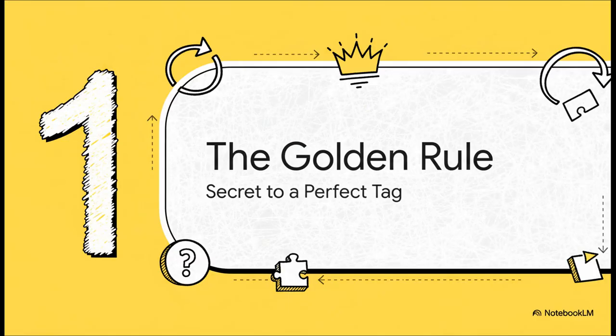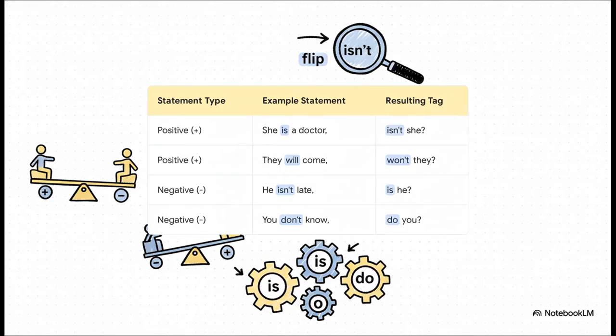All right, so how do you get the perfect question tag every single time? It really boils down to just one simple golden rule. Seriously, once you get this one thing, everything else just kind of falls into place. It's a game changer. Okay, check this out.